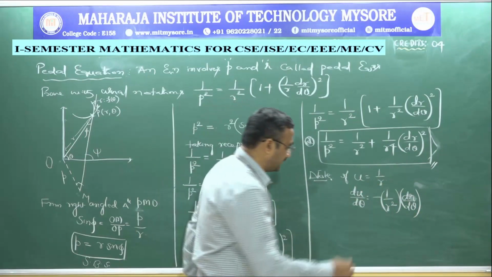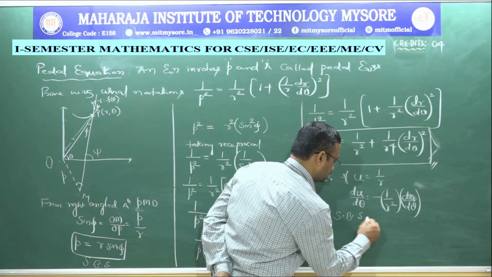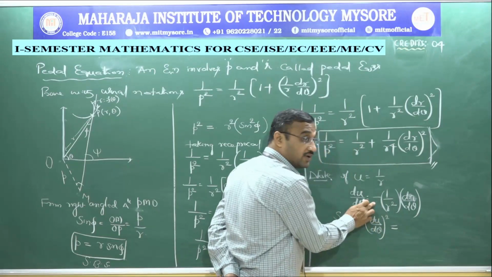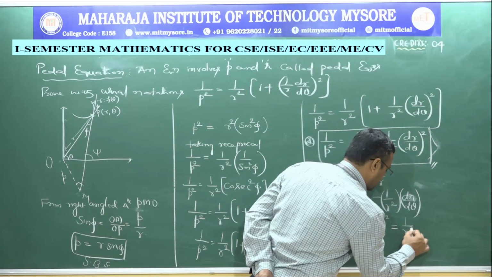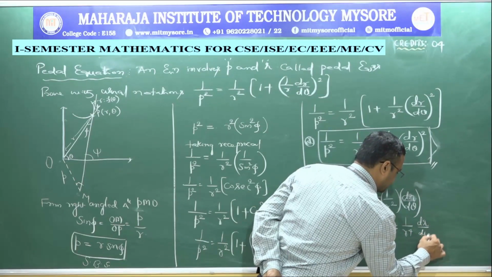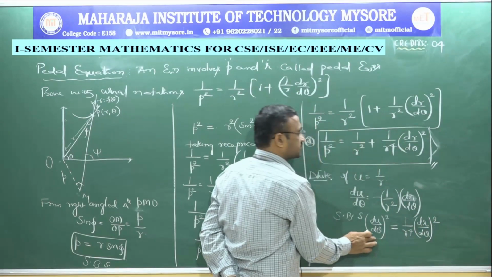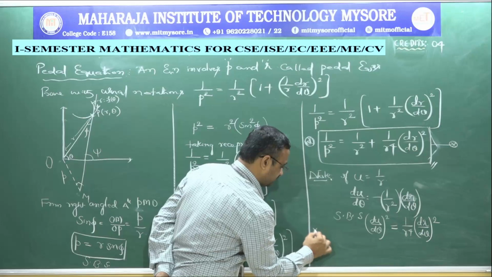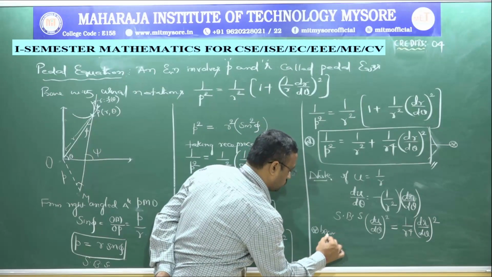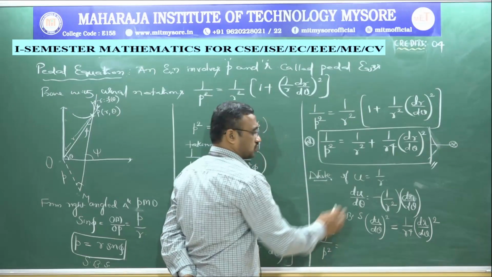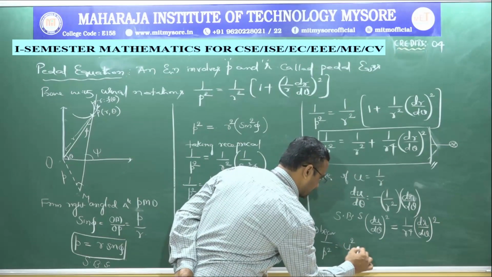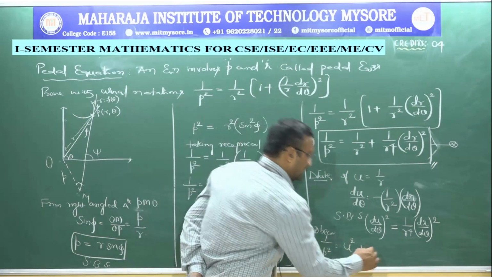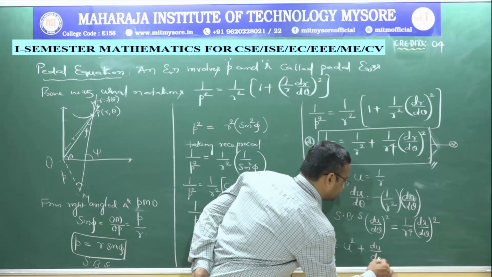If you make a squaring on both sides, we get du by d theta whole square. Negative becomes positive after squaring both sides. This becomes 1 by r power 4 dr by d theta whole square. Now I'm going to substitute this in this equation, if you call this a star. Now I'm going to substitute this in star. The star becomes 1 by p square should be equal to, if you call this one u square, if you take u as 1 by r, this becomes u square plus du by d theta whole square.